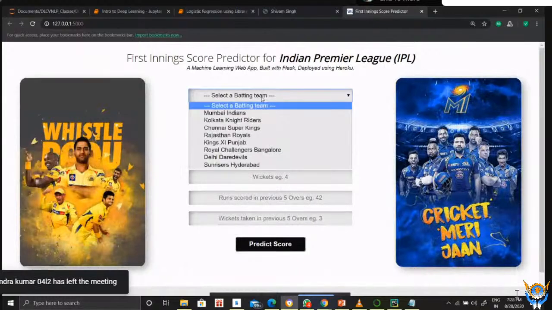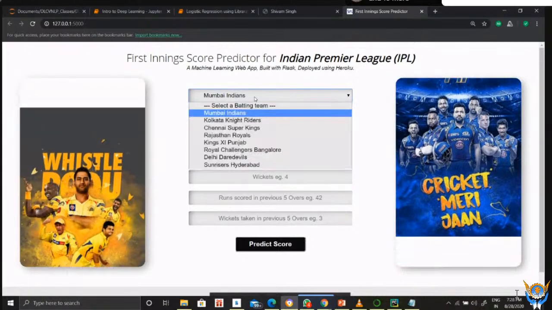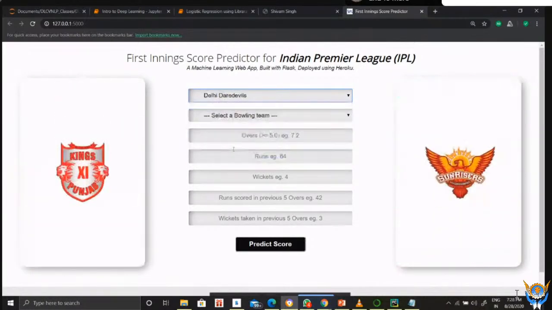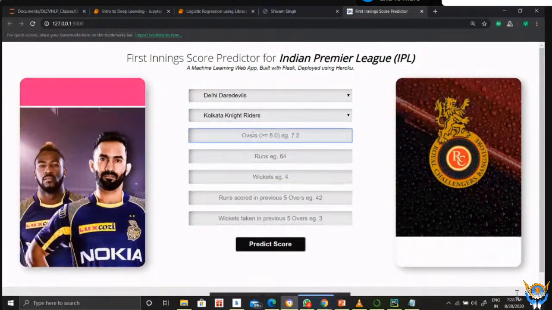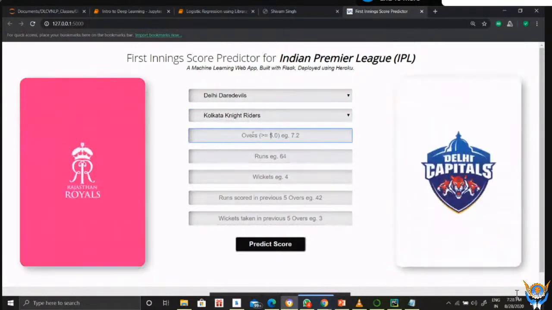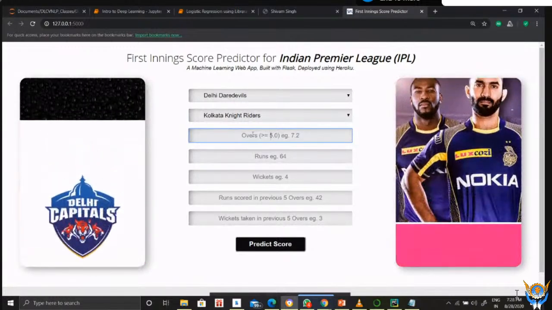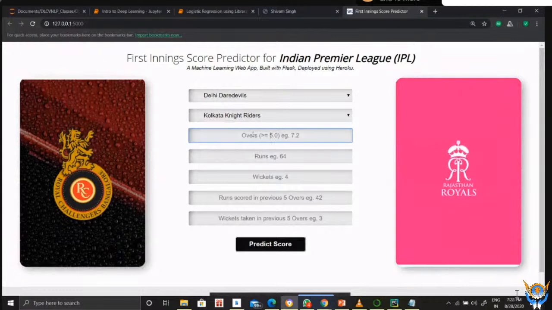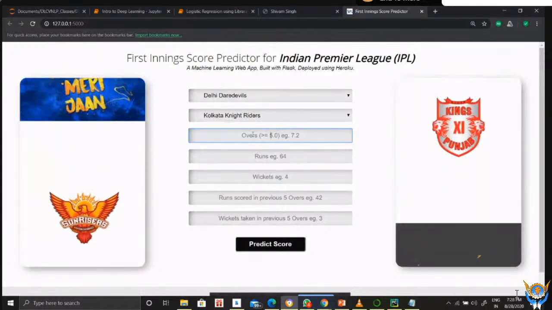So what will happen? If you give a batting team, my favorite team is Delhi Daredevils, and I will select a bowling team, suppose Kolkata Knight Riders, and I have to give a score that is greater than 5 overs, meaning you need at least 5 overs of data for prediction, okay.